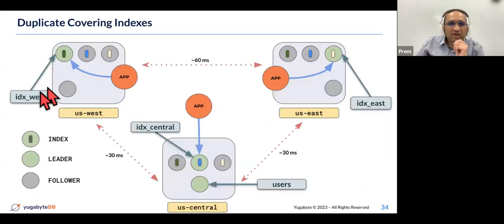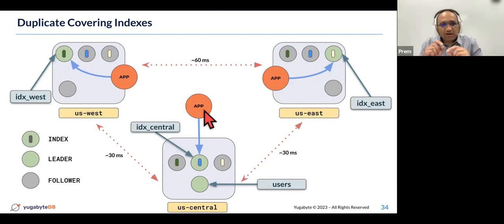Index West will have a leader here. Index East will have a leader in East. Index Central will have a leader in Central, which are all covering indexes. Now, because it's a covering index and it is a leader, it is immediately consistent. So your app can actually read from the local index.